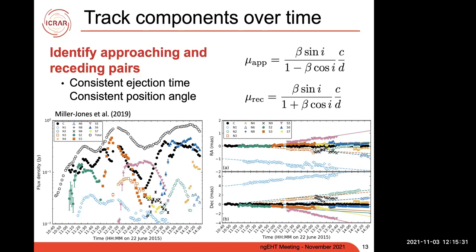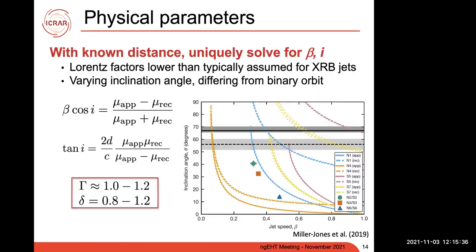So we take these proper motions, for which the formulae are given in the top right-hand corner there. And then given that the distance to the source is known very well from VLBI parallax, we could then uniquely solve for both the inclination angle and the speed of these jets. So you can see that they are all relatively mildly relativistic. So speeds of 0.3 to 0.5 c or so.